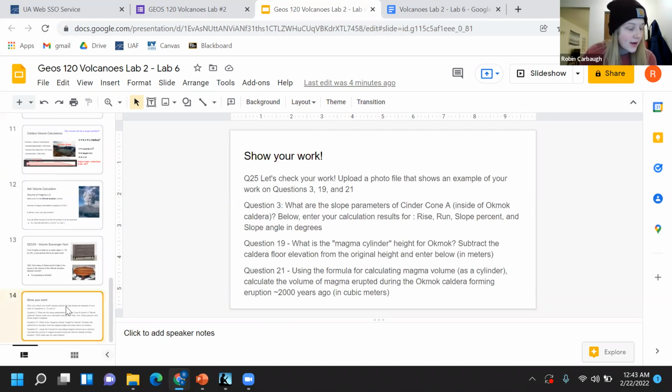So for this lab, I'll just make a quick note right away at the beginning. The last question, question 25, is going to be asking you to show your work for questions 3, 19, and 21. So just while you're going through, maybe make a note of those 3, so you know to write down your actual work on a piece of paper, on a laptop or something, just so you don't have to come back to it later. Just like a picture just to kind of show what you did.